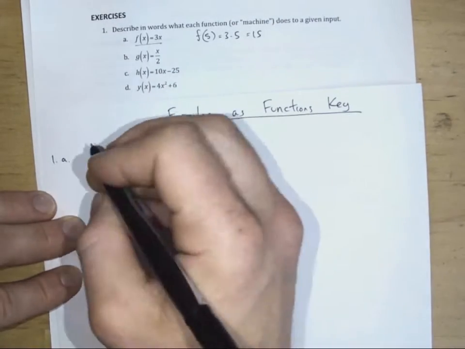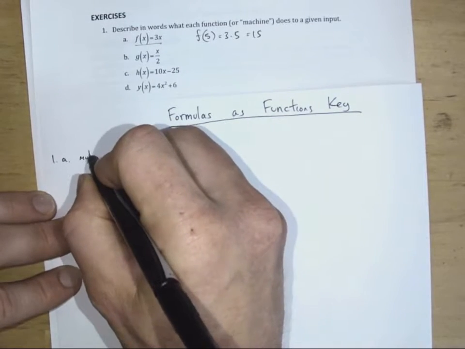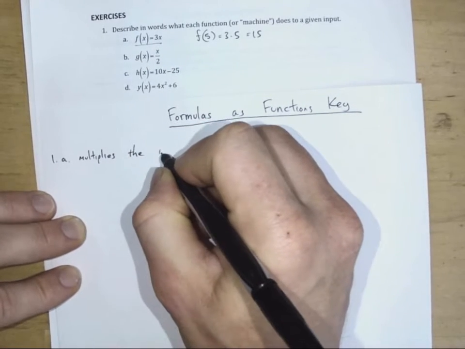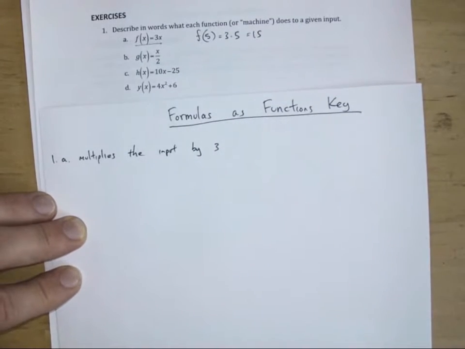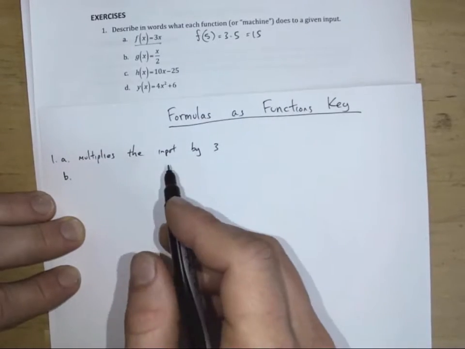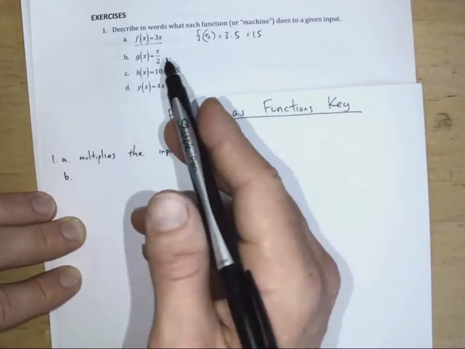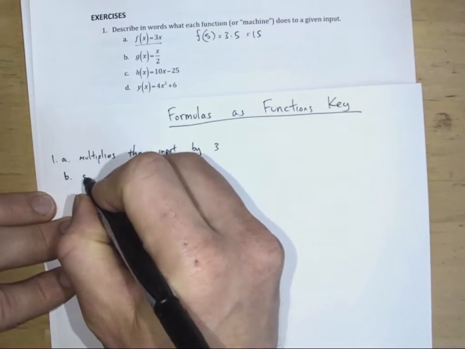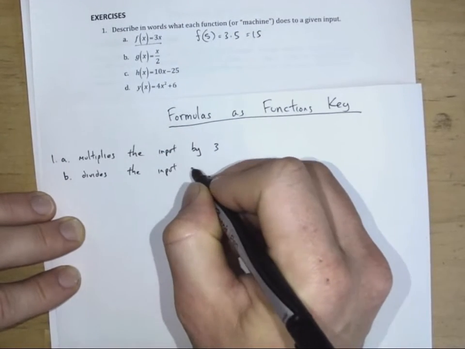So for this function, all we really need to do is say that the function multiplies the input by 3. And you might be able to think of a more condensed way to write that. I'm going to write it nice and long so that people understand exactly what I mean. All right, for part B, pretty similar, except instead of multiplying, we see the input is being divided by 2. We say divides the input by 2.